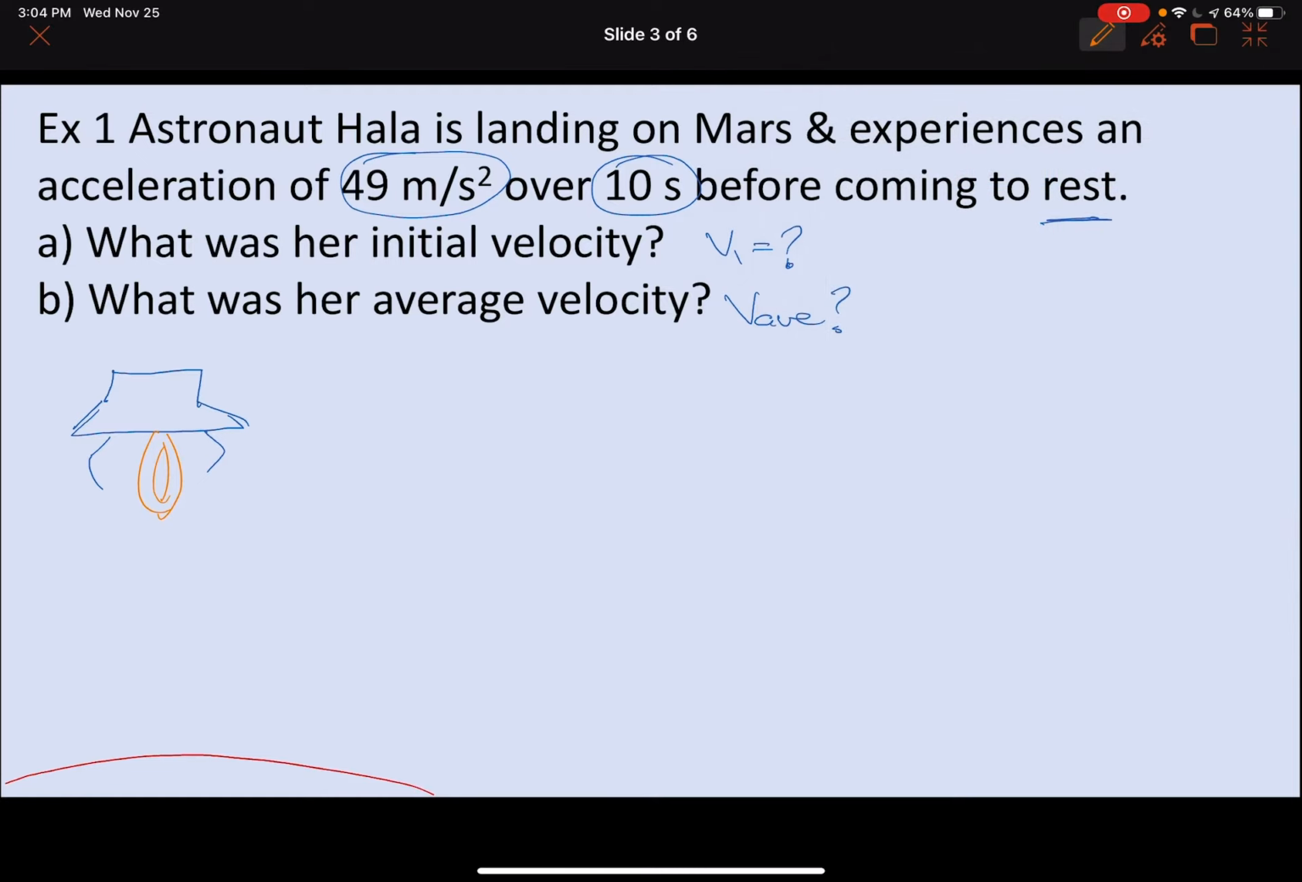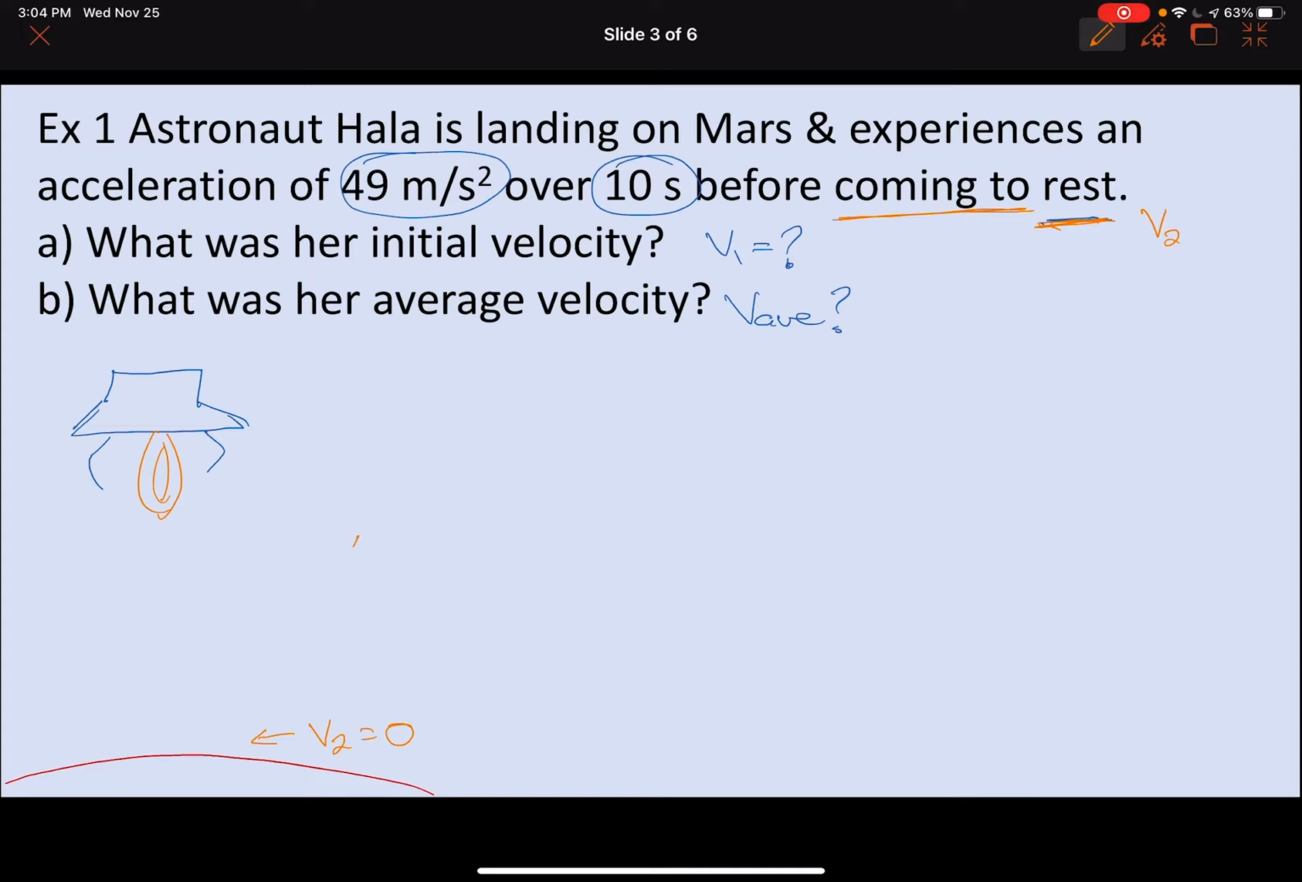As she descends towards the surface of Mars, it says that she's eventually coming to rest. What that means is right down here, just before she impacts the ground, her V2 goes to 0. This is something to watch for: when it says her ship comes to rest, that's a tip-off that this is V2. If it's rest, that means it's 0. So V2 is equal to 0.